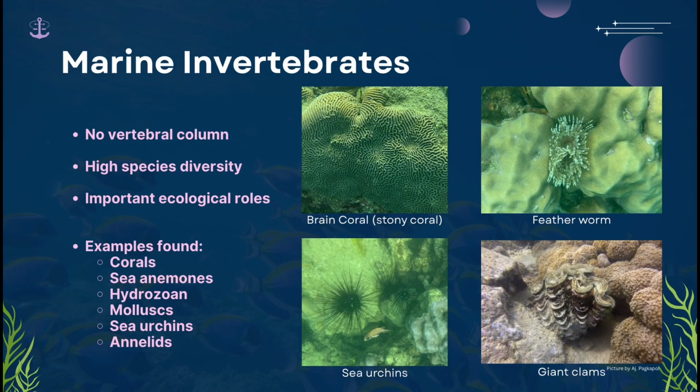Marine invertebrates are animals which lack a vertebral column. They have high species diversity and play important roles in marine ecosystems, especially coral reefs around Samesan Island. Examples of marine invertebrates found in Samesan Island include corals, sea anemones, mollusks, sea urchins, and annelids. And what we found? Brain corals, feather worms, sea urchins, and giant clams.